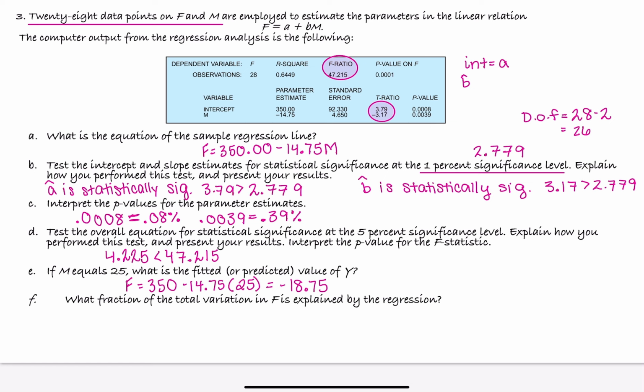What fraction of the total variation in F is explained by the regression? For this, you're going to look at your R squared. So 0.6449, which is 64.49% of the variation in F.